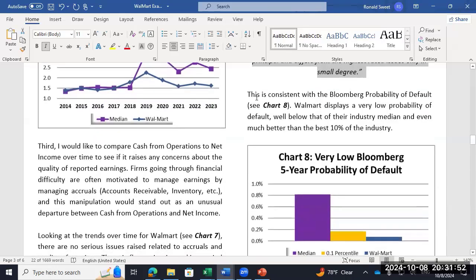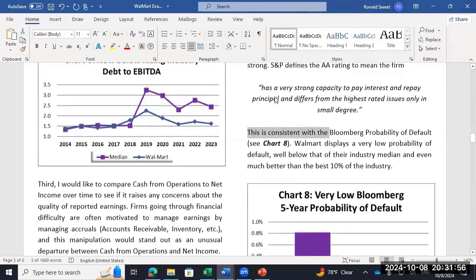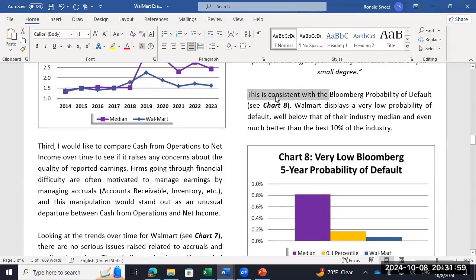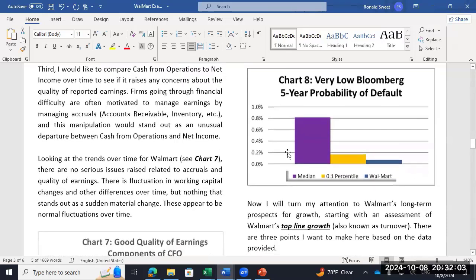So do that. And then I just say this is consistent with, if you don't have a credit rating, just say, I would love to show the credit rating, but they don't have one. Instead, I'm going to show you the Bloomberg probability of default. And here you have to decide what you're going to show. Here I decided to keep the 0.1% in there because I wanted to show that Walmart was better than them. If they were up here, I might put the 0.9% in there to show you, yeah, they're above the median, which is not good, but at least they're not at the 90%. So here, higher is worse because this is your probability of defaulting.